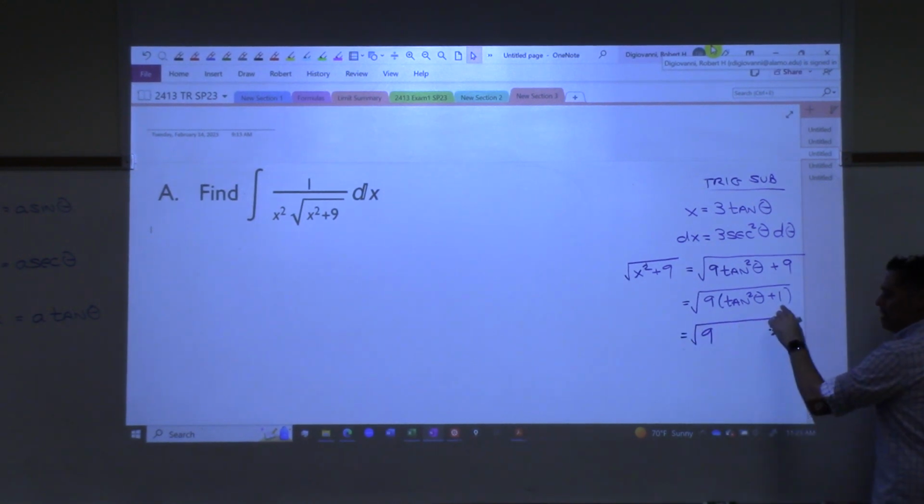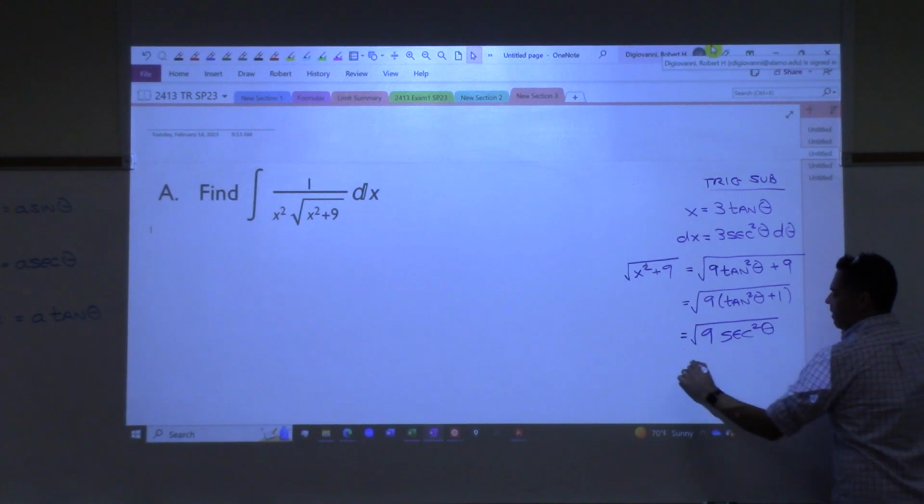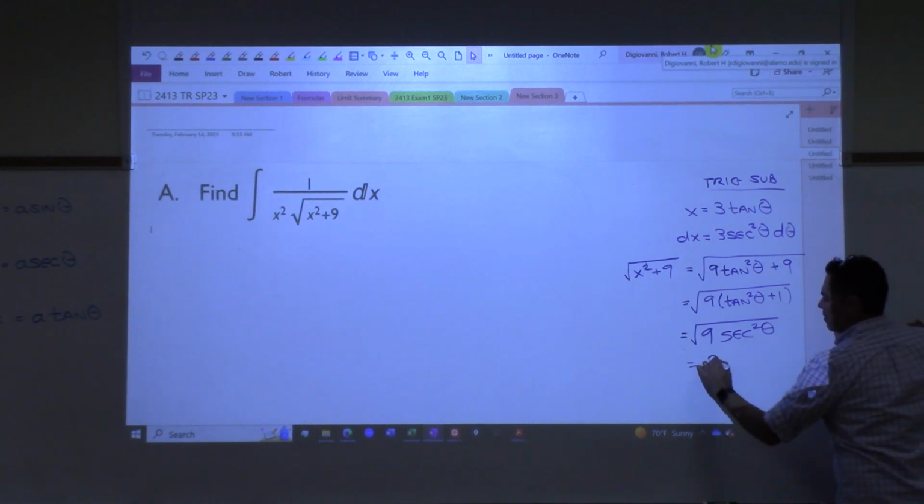All right, this becomes what? Secant squared theta. And now we can take the square root of each one, because we no longer have plus or minus, we have multiplication. So this becomes 3 secant theta.